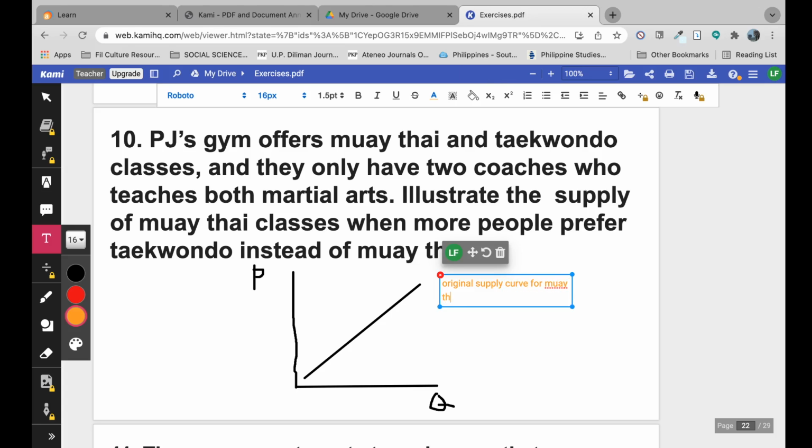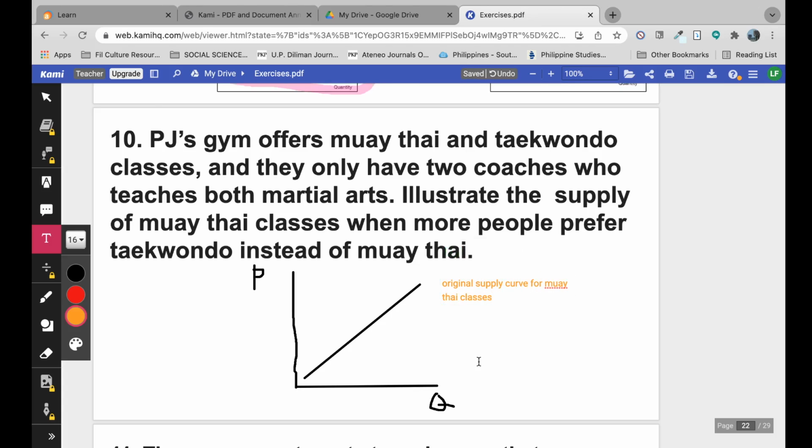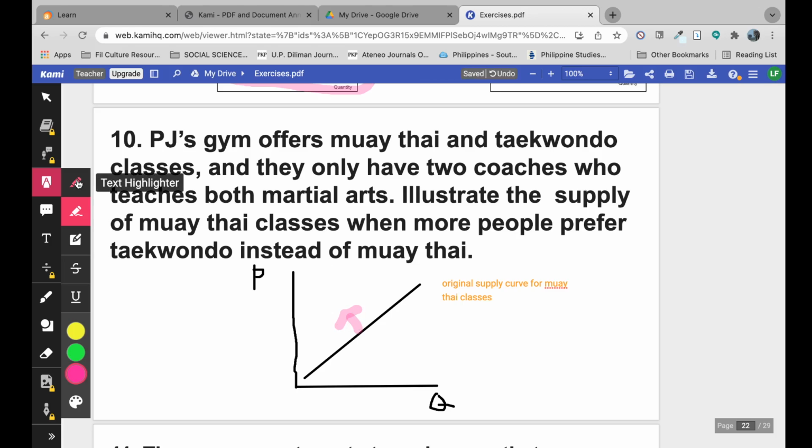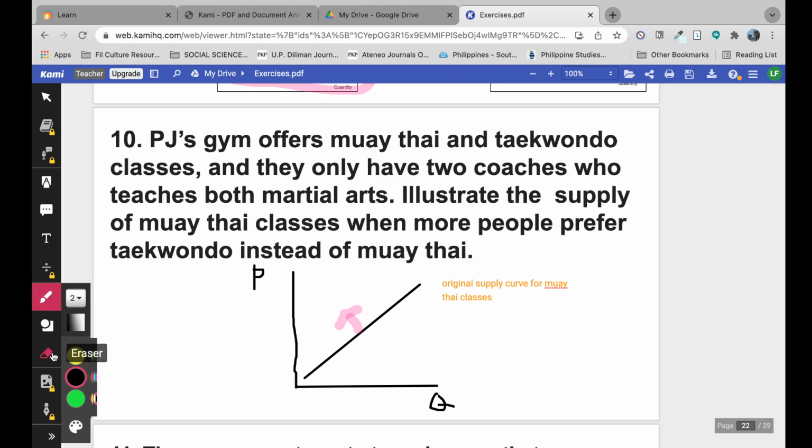And then, what would be the case if more people prefer Taekwondo classes instead of Muay Thai classes? This would be illustrated by a shift, specifically a shift to the left. There has been a decrease in the supply of Muay Thai classes, again, because more people have a preference for Taekwondo classes. So let's construct our new curve. If you're illustrating a shift, it's also a good idea to put an arrow so we don't get lost. And then let's use red for our new supply curve.